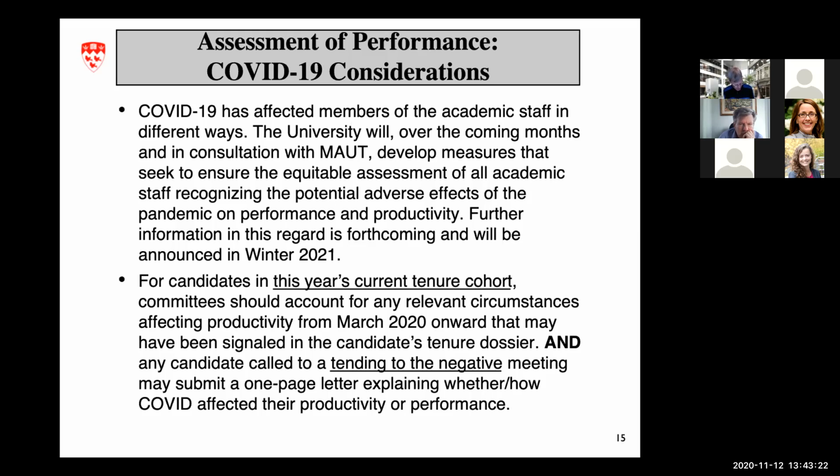For this year, though, for the 2020 cohort, we asked people to apply as usual. So the tenure dossier looks exactly the same. Of course, people still had the option to defer by a year, and some people did take up that option. But for people who submitted their tenure dossier on September 1st, 2020, there's nothing different in the file. The file looks the same. But I would ask you, please, that if there is a negative tendency in the DTC, when you call the person to the meeting, to invite them to submit any information that they would like in a one-page letter explaining whether COVID had an impact on their performance.